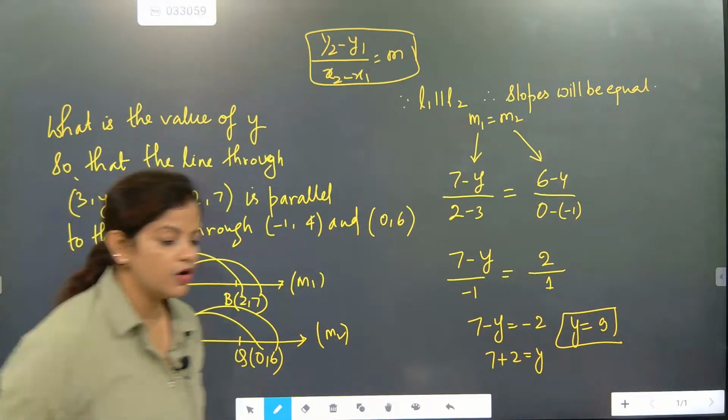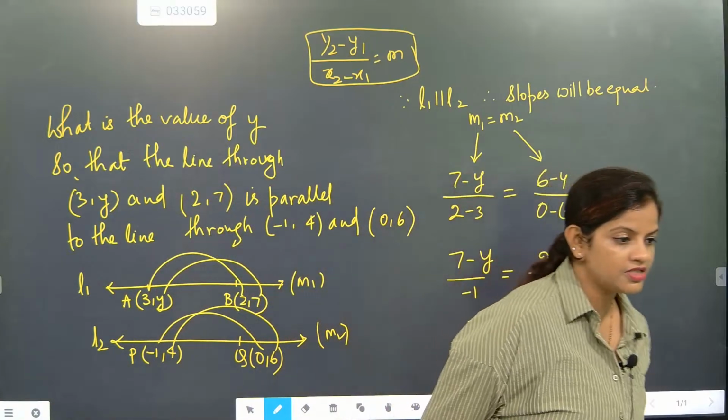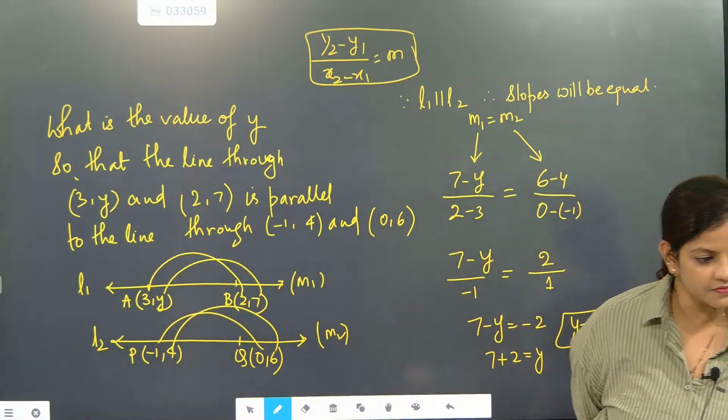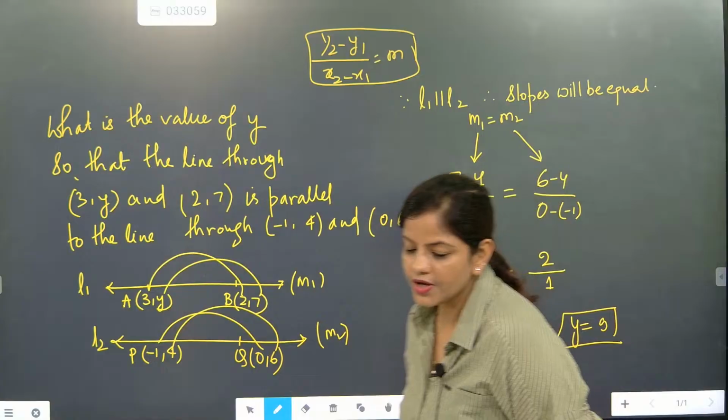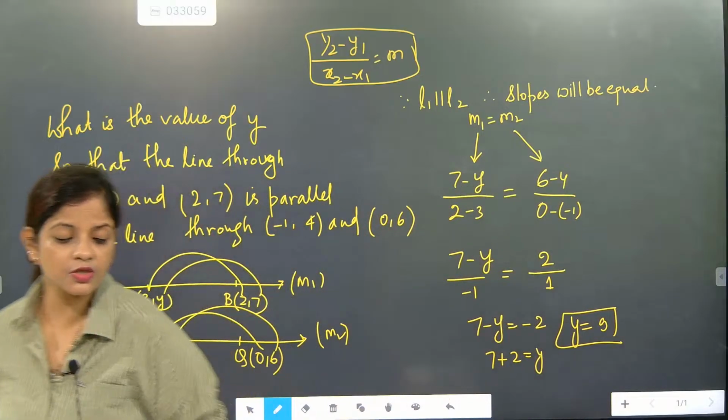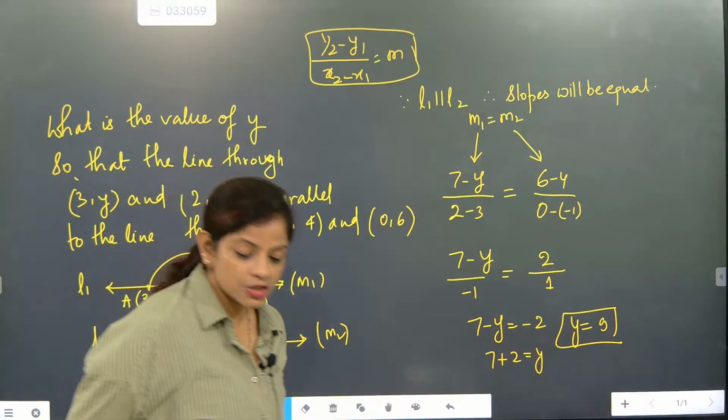I hope everybody got this point. Y is equal to 9. Did you get this answer? Okay, very good. So that means what? Once the slopes are exactly coming equal, the lines are parallel.